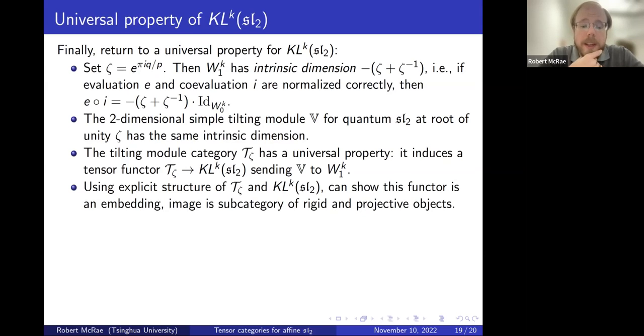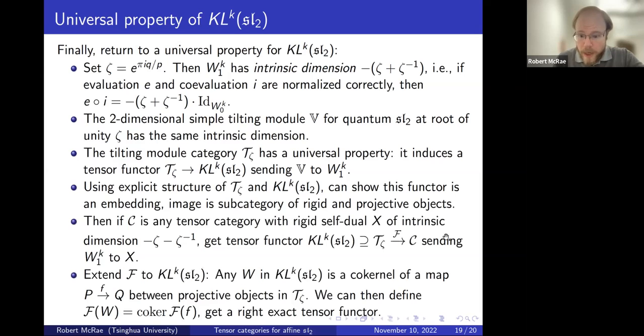In other words, it's fully faithful, and its image is indeed just a subcategory of rigid and projective objects in KLK. So now we have tilting modules embedded into KLK as a subcategory of projective objects. So that means if C is any tensor category with such a rigid self-dual X with the right intrinsic dimension, we get a functor from tilting modules to C.